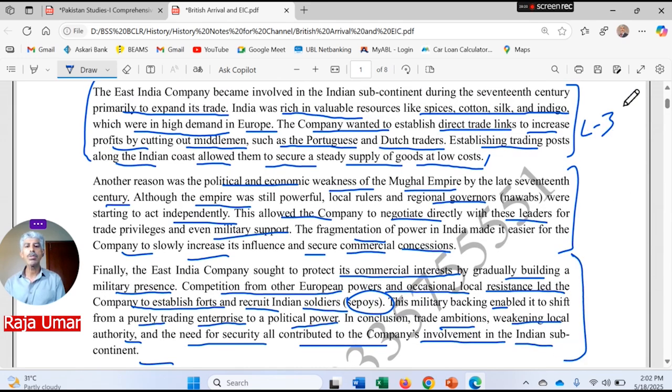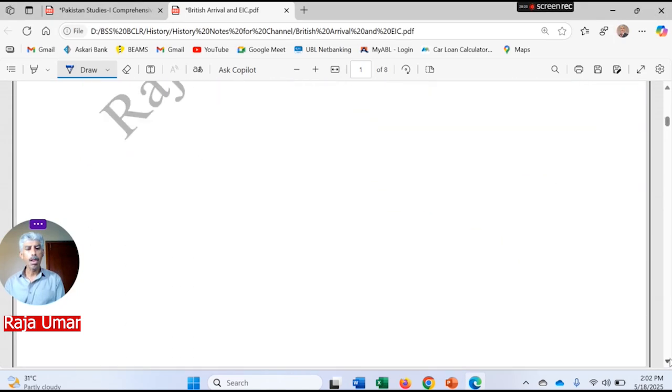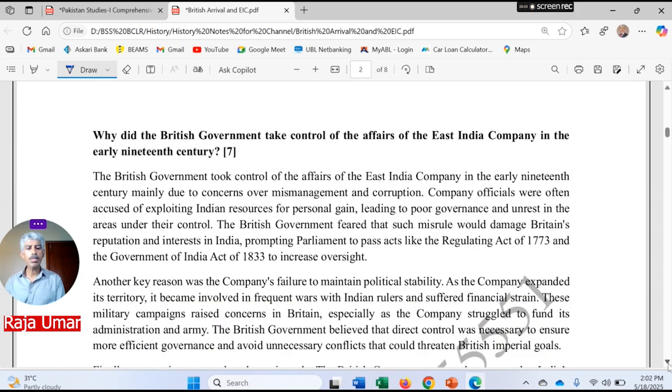So level 3, fifth mark, level 3, sixth mark, and level 3, seventh mark is over here, to attempt this 7 marks question. So this is almost the same question.